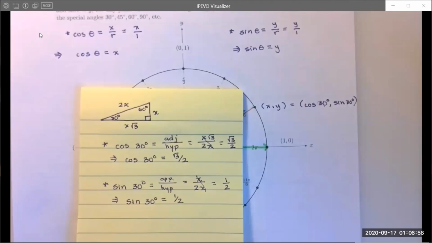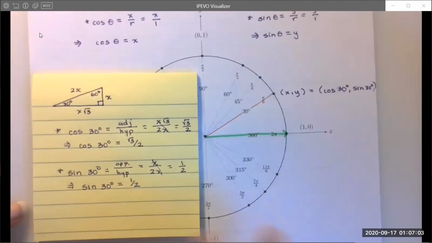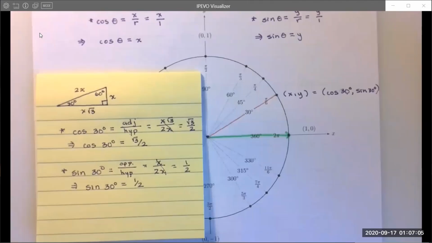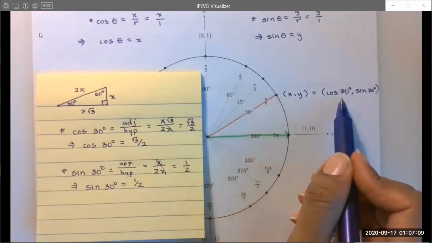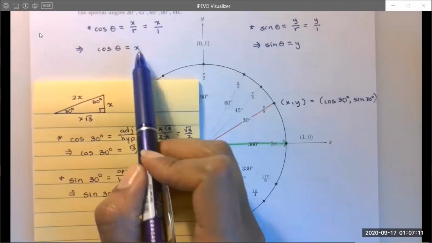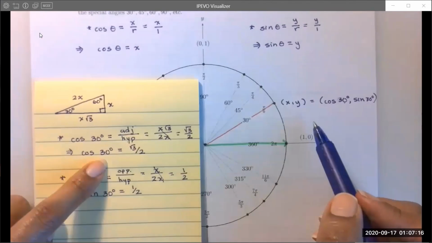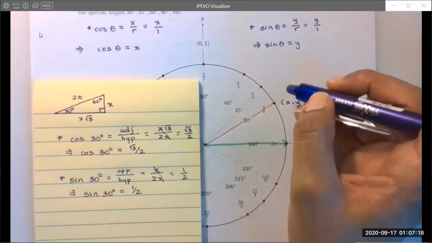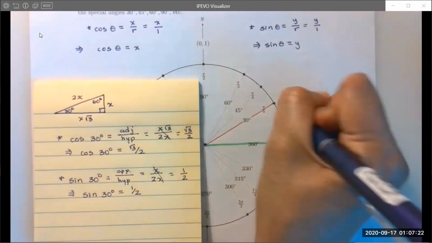Okay, so let's refer back to the unit circle now that we have these values. For 30 degrees, this point will have an x coordinate that's the same as cosine of 30, and we just calculated that cosine of 30 is square root of 3 over 2. So this first coordinate is square root of 3 over 2.